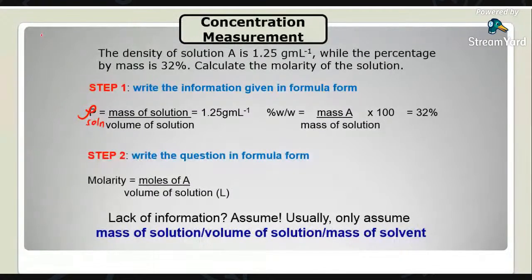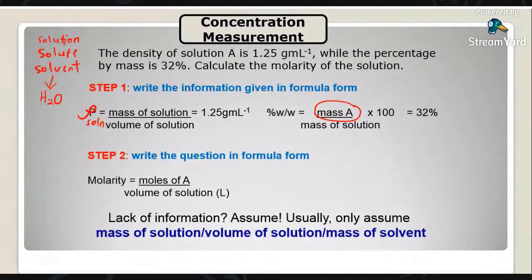Since now we have 3S, we have solution, solute, and solvent, sometimes it becomes confusing. So that's why in your formula, for solution, you write solution. If solute, you write what the solute is in the question. For example, if the solute is A, you can write mass A. And for solvent, you write water, H2O. You don't write solvent.